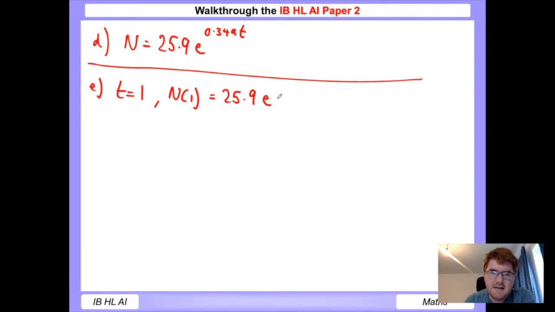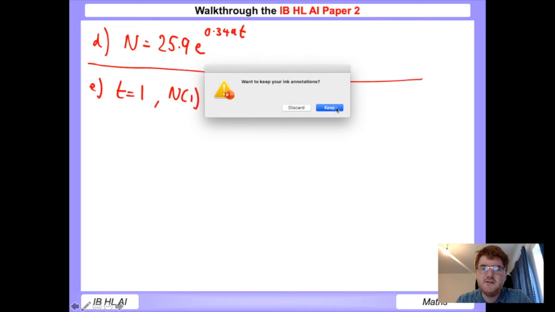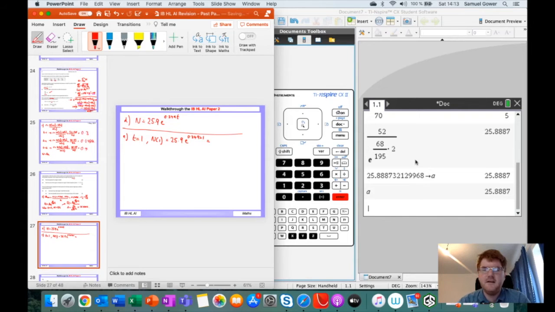25.9 e to the power of 0.349 times 1, which makes no difference. So I just want to show you the process of what we need to do. So we would type this into our calculator. Now this is why I want to use exact values, so we get an exact value for this. Okay, you'll make rounding errors if you do not.